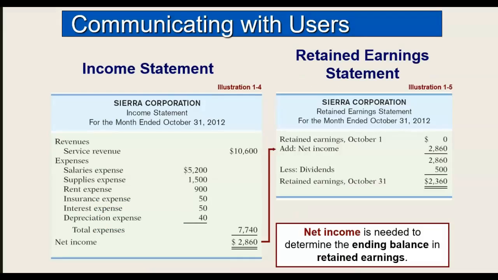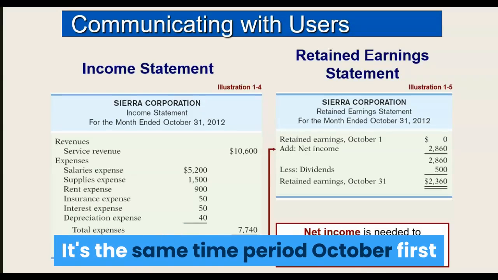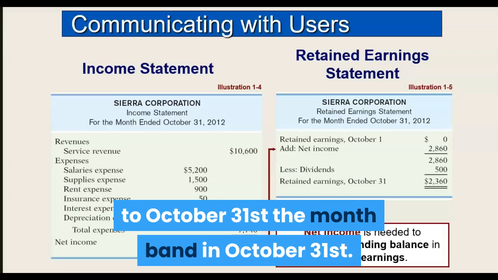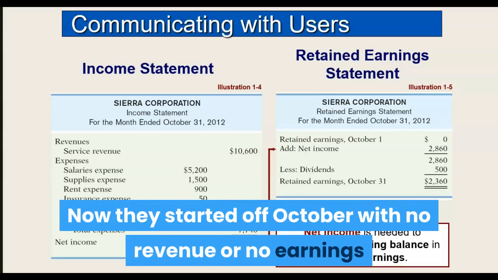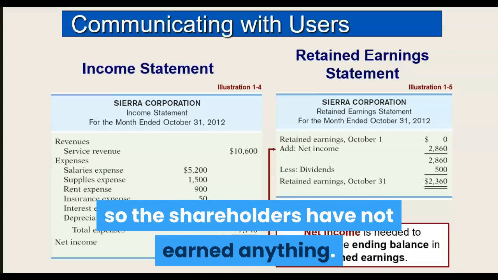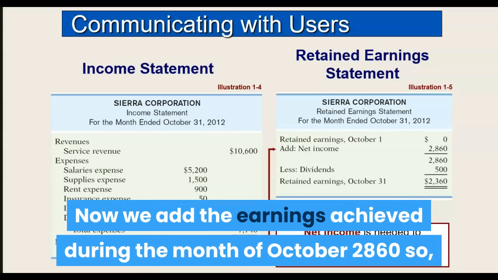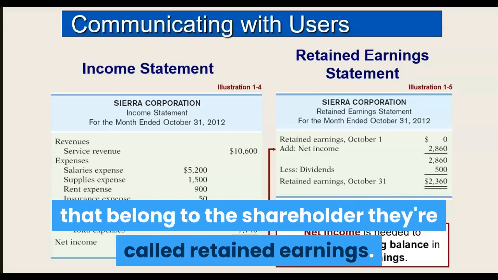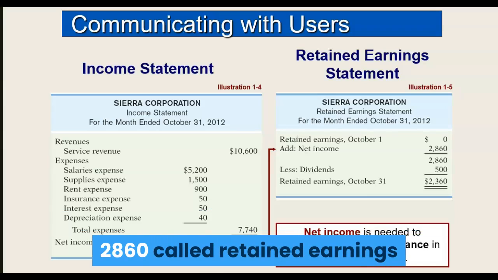The retained earnings statement for Sierra. Notice it's the same time period, October 1st to October 31st. The month ended October 31st. Now, they started off October with no revenue or no earnings because the company only started October 1st. So the shareholders have not earned anything. Now we add the earnings achieved during the month of October, $2,860. So in total, the earnings that belong to the shareholder, they're called retained earnings, $2,860.